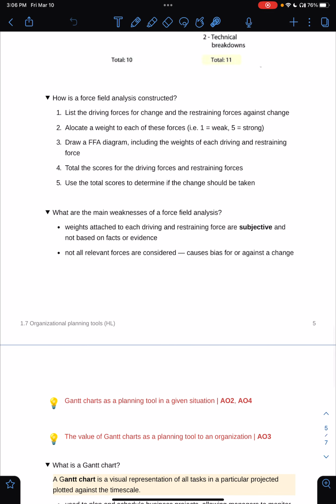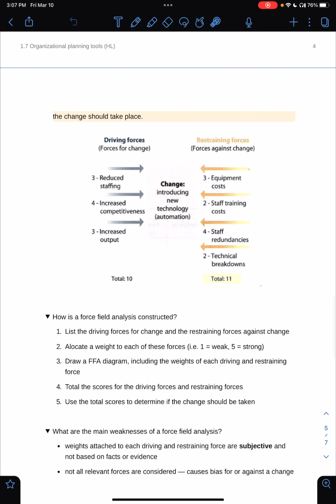The main weakness, however, of a force field analysis is that the weights attached to each driving and restraining force are subjective and not based on facts or evidence. So again, when we look at this diagram, how can we tell that equipment costs are a bigger force against change than staff training costs? And how can we tell that reduced staffing is a less important force compared to increased competitiveness? So again, in force field analysis, the weights assigned to each force are only based on estimates and predictions and are subject to change.